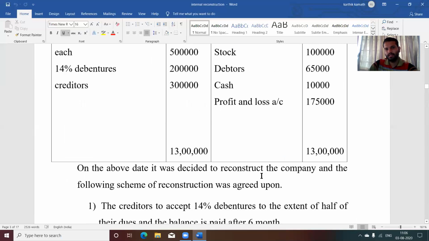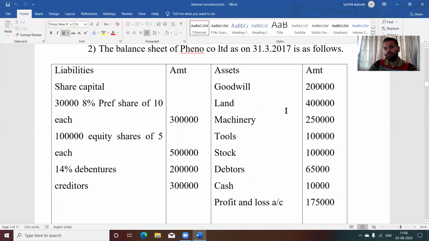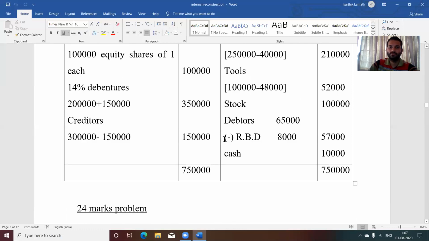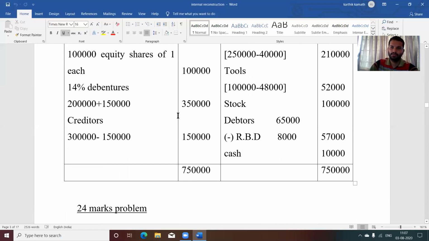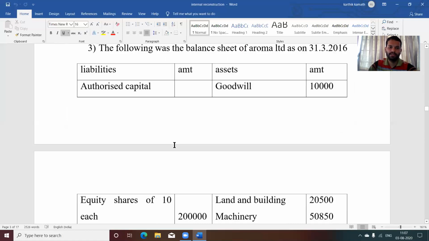Then cash. There is a cash balance given, that is 10,000. Then what about goodwill and profit and loss account? It is written off, so it doesn't appear in the balance sheet. If you make the total of both sides, you will get 7,50,000 as the amount. So this is about the 12 mark problem with some adjustment, but still it is not complicated as such. Now we are going to solve one more problem, that is a 24 mark sum. So we'll see this problem, 24 marks.